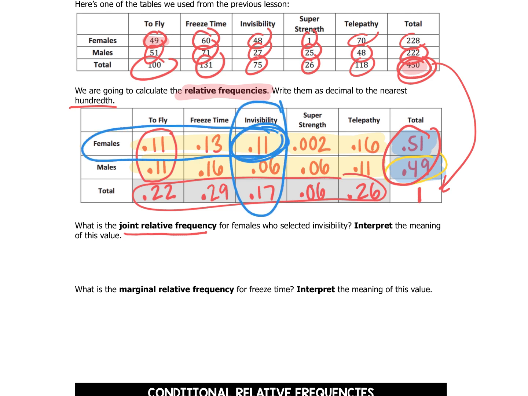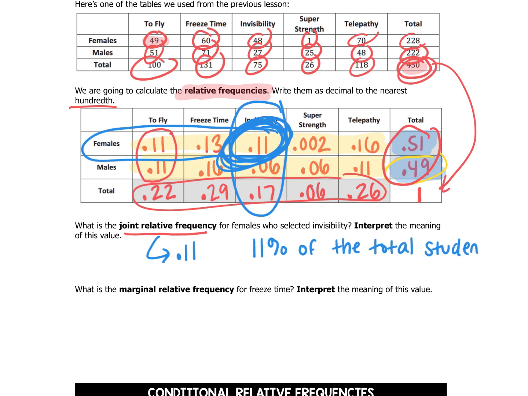Just reading this chart, it's this number right here, that 0.11. So 0.11 is the joint relative frequency. And then it says interpret the meaning of this value, in other words, explain it. So we're going to say 11% of the total students in the survey are females who chose invisibility as their favorite superpower.